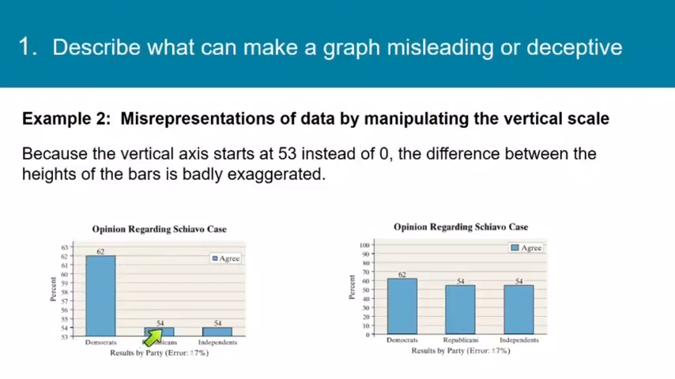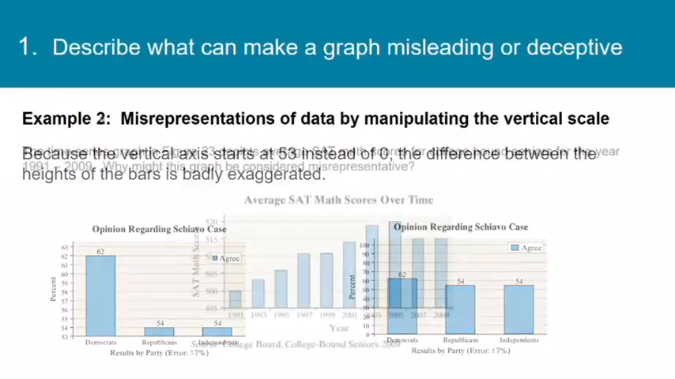I want you to notice how your eye picks up on not so much the height of the bar, but the difference in height between the bars. And unless you were trained to look for it, you might not even notice that this vertical axis starts at 53. You see this little short bar here and you just think that's not very much, but really it's over half of both Republicans and Independents who agreed with the ruling.